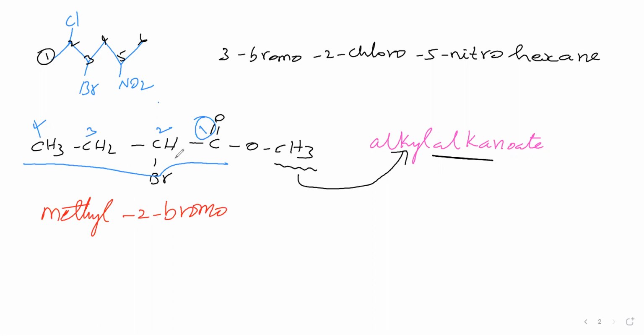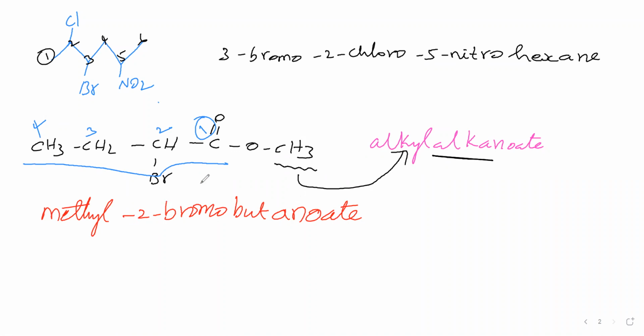Next, we will say the parent chain. The parent chain contains 4 carbon atoms, therefore but. Carbon-carbon single bond, therefore the primary suffix is ane. In that ane, the last letter e we drop. Then the functional group is ester. For ester, the secondary suffix is oate. Therefore, the name of this is methyl 2-bromobutanoate.